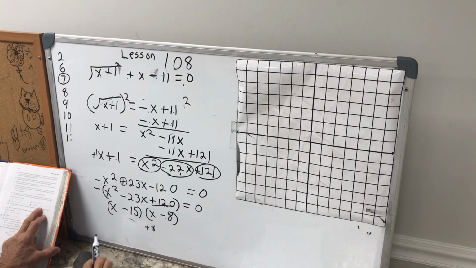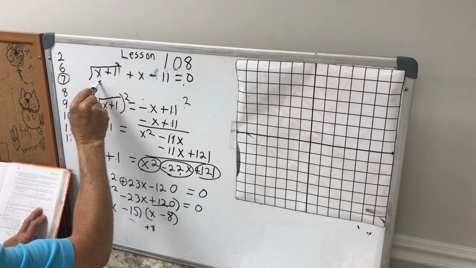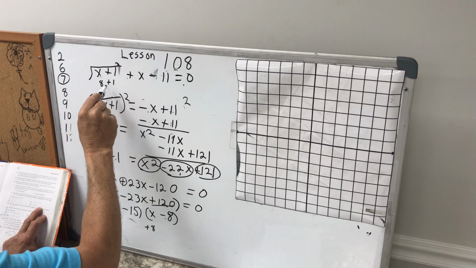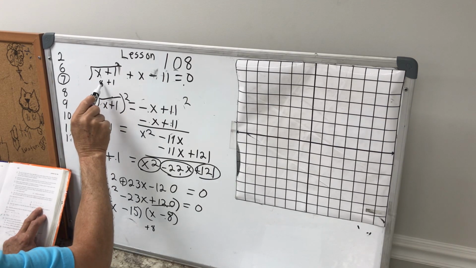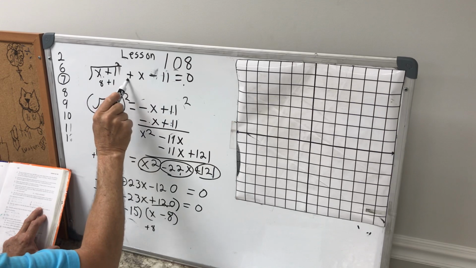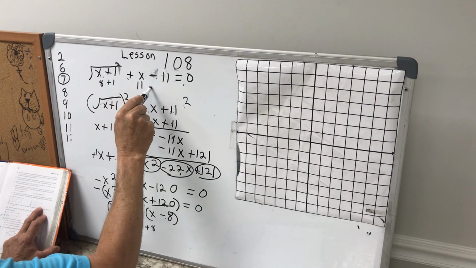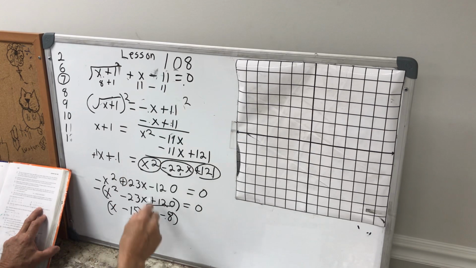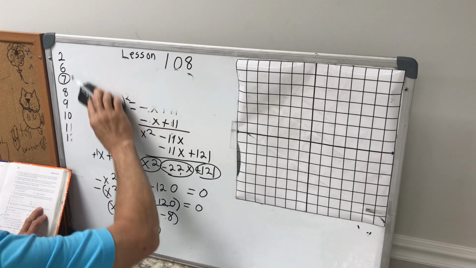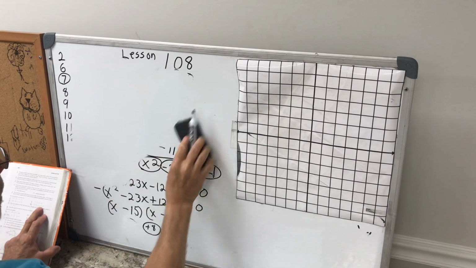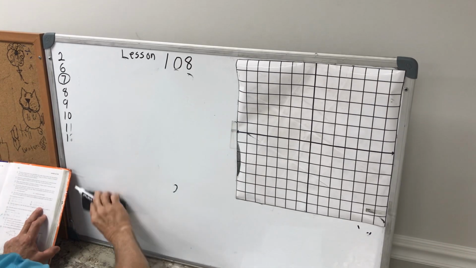Take him off. Does 8 work? We sure hope so. If x was 8, 8 plus 1 is 9. Square root of 9 is 3, plus 8. 3 plus 8 is 11. Minus 11 equals 0. Bingo! 8 does work. So your final answer is 8 after all of that. And my friends, that's not even the hardest one there yet.